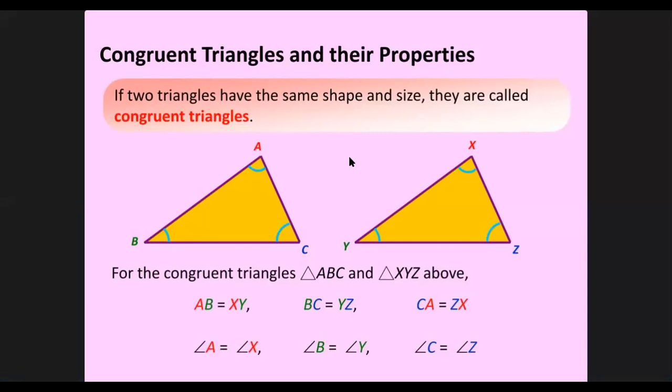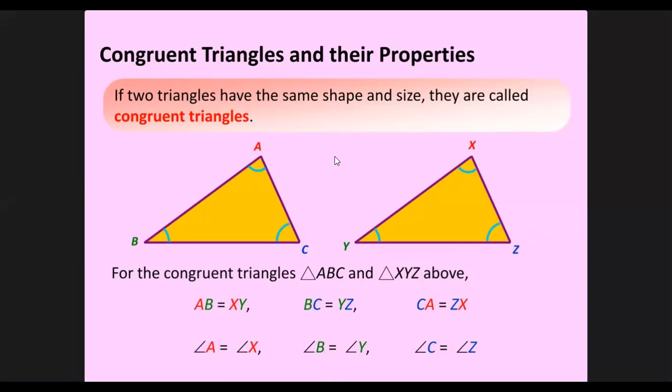Is there anyone who can tell me? Yes, Mihad. AB equals XY. Yes. What else? BC and YZ. Yes. And what else? CA equals ZX. Yes. And what are the angles which are corresponding?